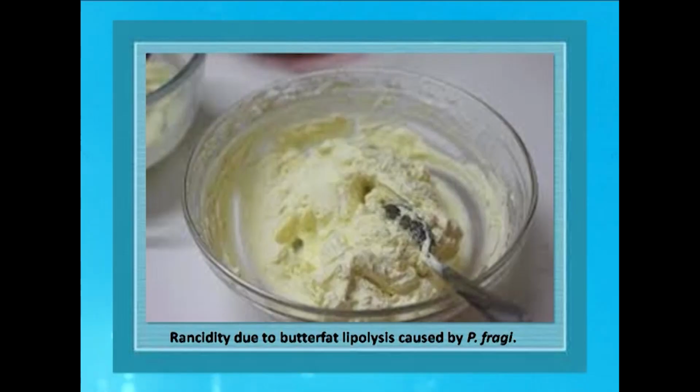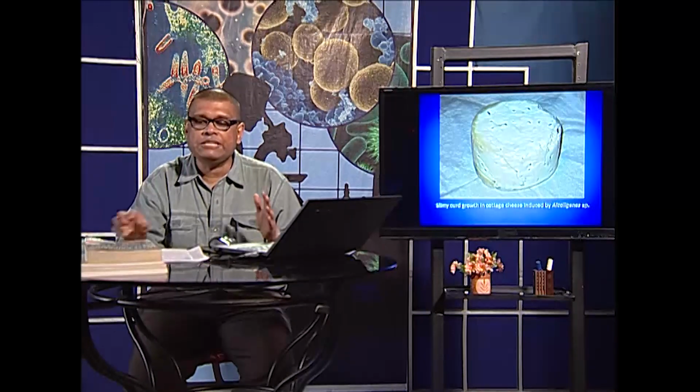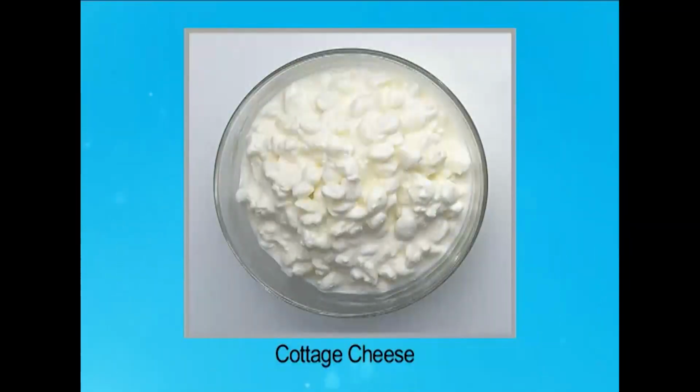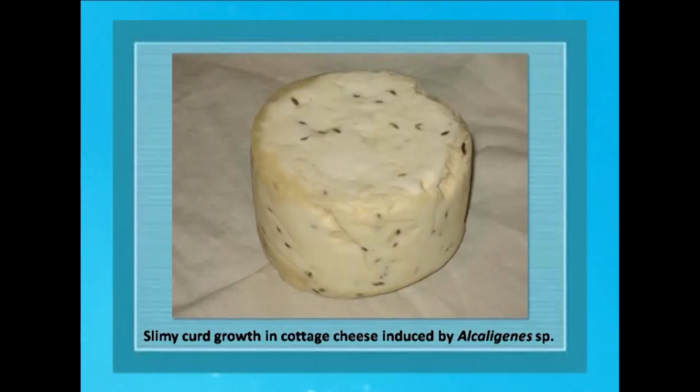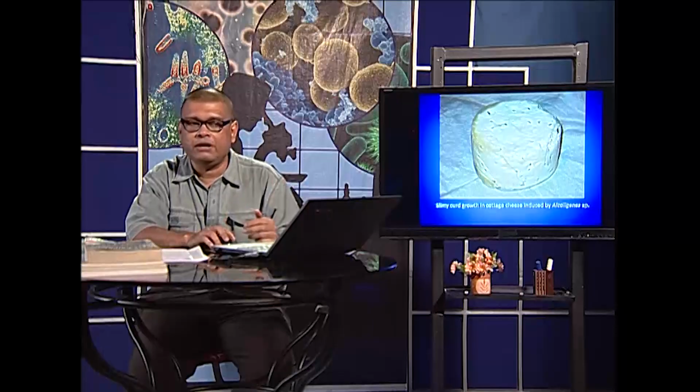Now coming to the very important milk product, which is cheese. Cheese can be cottage cheese. A common experience is the infection of Alcaligenes, which is producing a slimy layer on the cheese. We call it slimy curd. Of course, this slimy curd can be removed, but that doesn't mean we have removed all the bacteria.